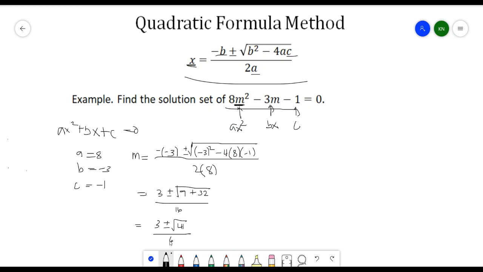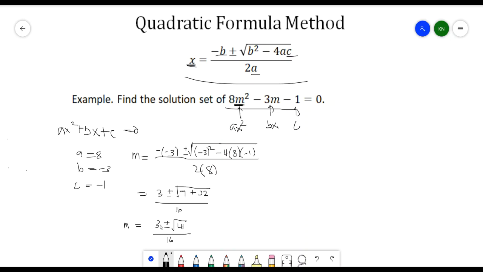So this is now the result, or if you can still simplify this one, then you can do so. If we try to simplify that one, that will give us decimal answers. So meaning to say we can just use this one as our roots. So we have our roots as equivalent to 3 plus square root of 41 over 16, and we also have 3 minus square root of 41 over 16.